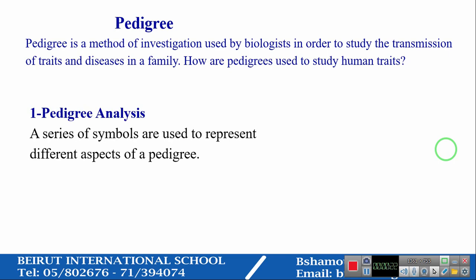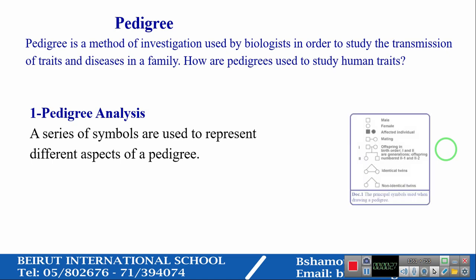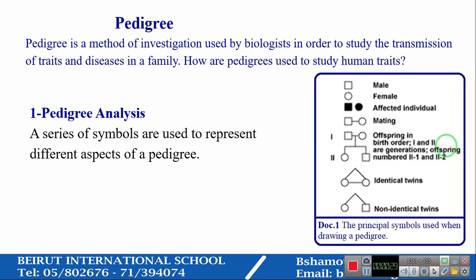In pedigree analysis, a series of symbols are used to represent different aspects of a pedigree. In the adjacent document, we have the square for the male, the circle for the female. When the square or the circle is colored, it means that the individual is either affected or carrying the trait.